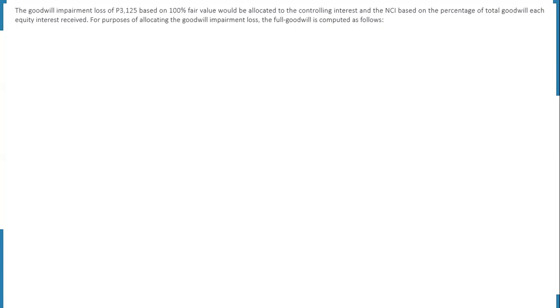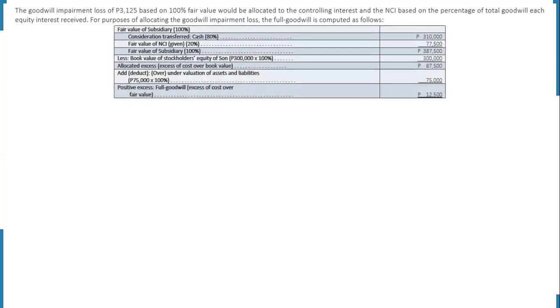Based on 100% fair value, it would be allocated to the controlling interest and the NCI based on the percentage of total goodwill each equity interest received. For purposes of allocating the goodwill impairment loss, the full goodwill or the fair value model is used. So the fair value of subsidiary consideration transferred is 310,000. Then we have the fair value of the NCI of 77,500. So we have the total. We deduct the book value of the interest of the subsidiary of 300,000. 87,500 is the excess of cost over book value.